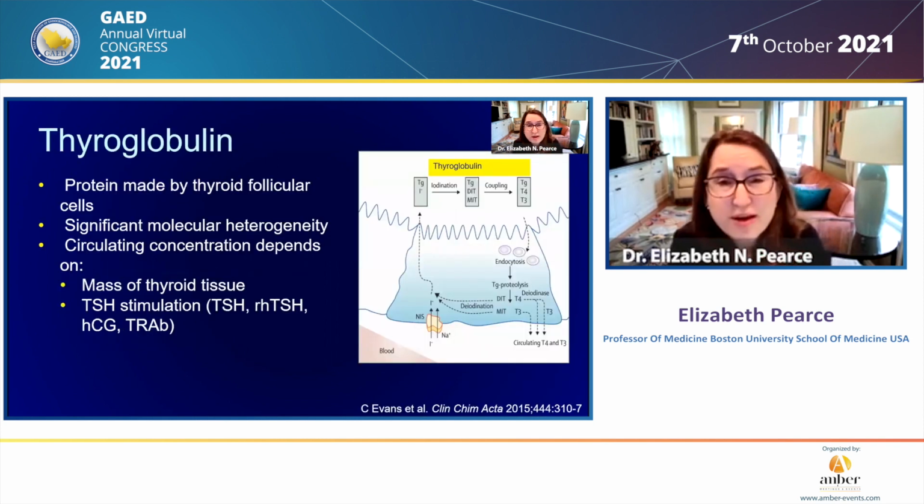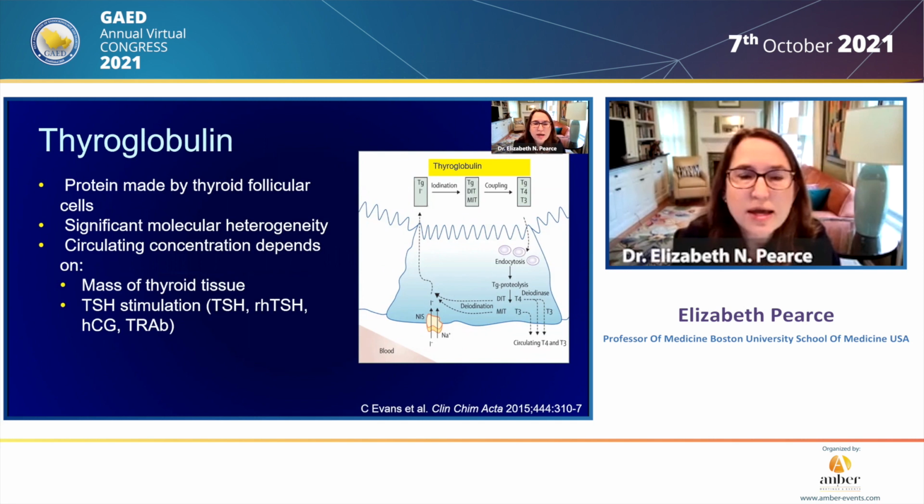So to start with, in thinking of modalities that we can use to watch for the recurrence of thyroid cancers, thyroglobulin in many of our patients is a mainstay of this. Serum thyroglobulin is affected by mass of both benign and malignant thyroid tissue, and also by the degree of TSH stimulation. And important to remember that that can be stimulation from endogenous TSH, from recombinant human TSH that we give our patients. In pregnancy, it can be stimulation from HCG, which does stimulate the thyroidal TSH receptor. And finally, in our minority of patients who might also have Graves' disease, this can be stimulation from TSH receptor stimulating antibodies.